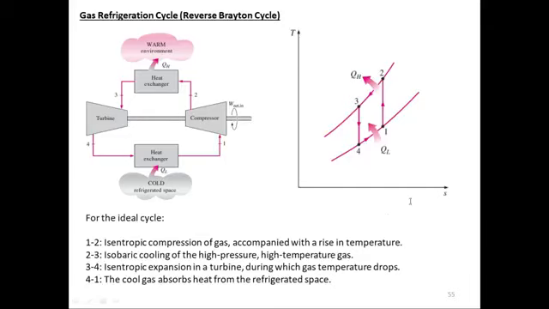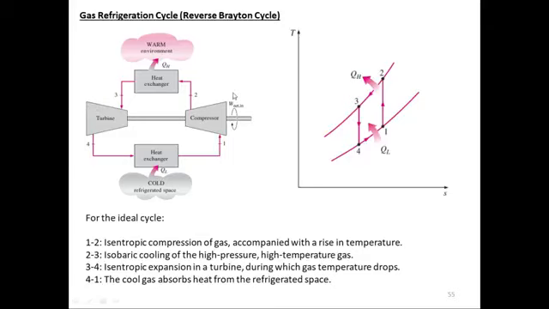In fact, we can say that the vapor compression cycle is essentially a modified Rankine cycle operating in the reverse direction. Similarly here, the reverse Brayton cycle becomes the gas refrigeration cycle. So the process 1 to 2 is the isentropic compression of gas accompanied with a rise in temperature. So we get the air or the gas at state 1, pressure 1 and temperature 1, and then we compress it. So as we are compressing, its pressure is rising and its temperature is rising, so it comes to state 2, from compressor inlet to compressor outlet, which is state 2.